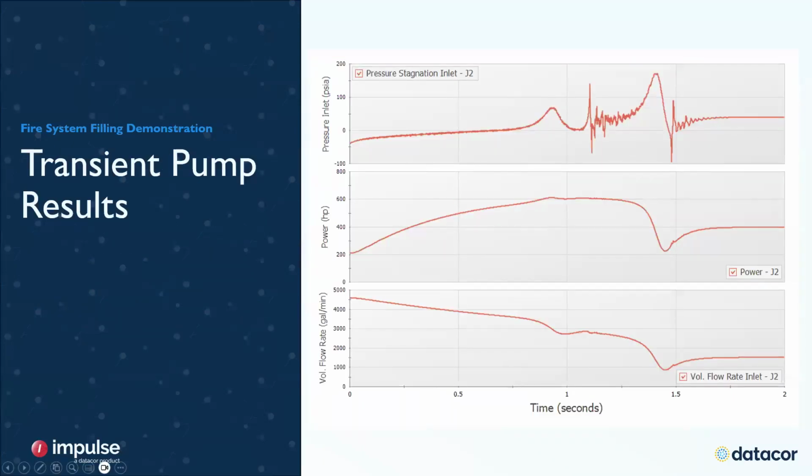Now let me just go over the rest of the graph here. So you can see that the volumetric flow is decreasing as the system is filling, which makes sense. The power is decreasing with the volumetric flow. And you can also see in the pressure results up here that water hammer is visible. And again, that starts at the upper branch. We can also see there that cavitation would be present.